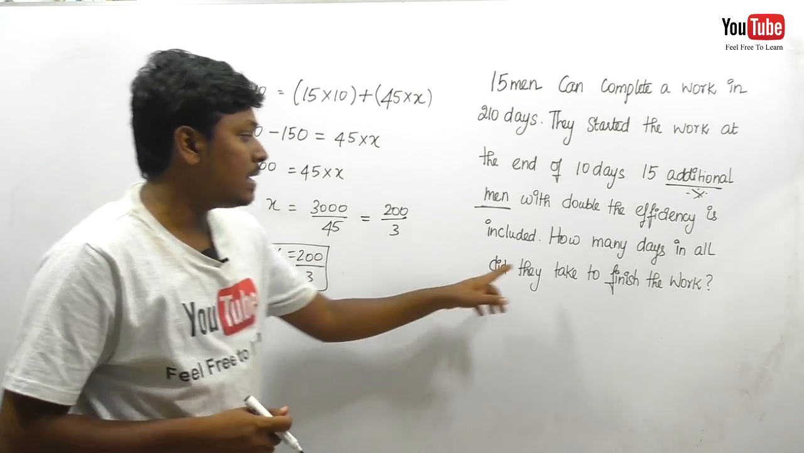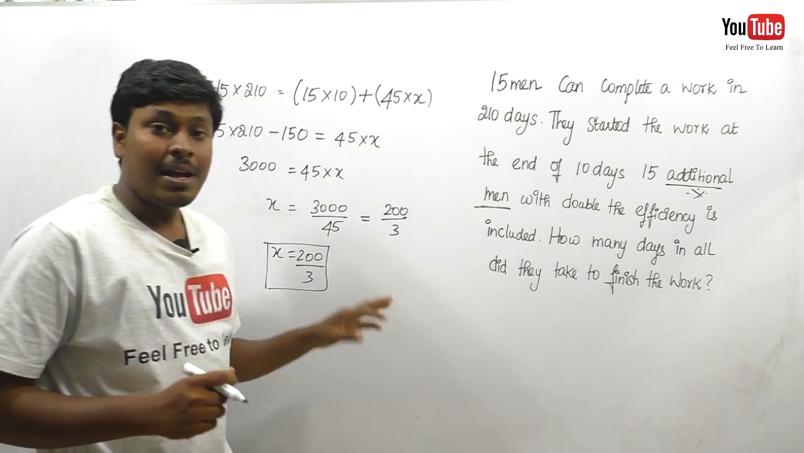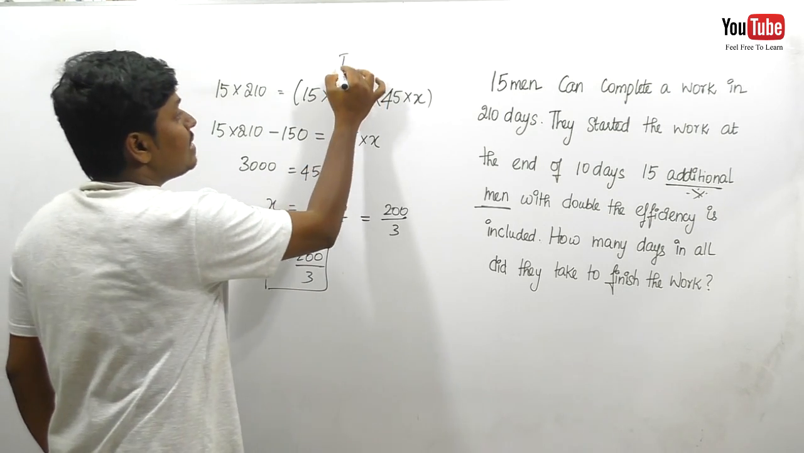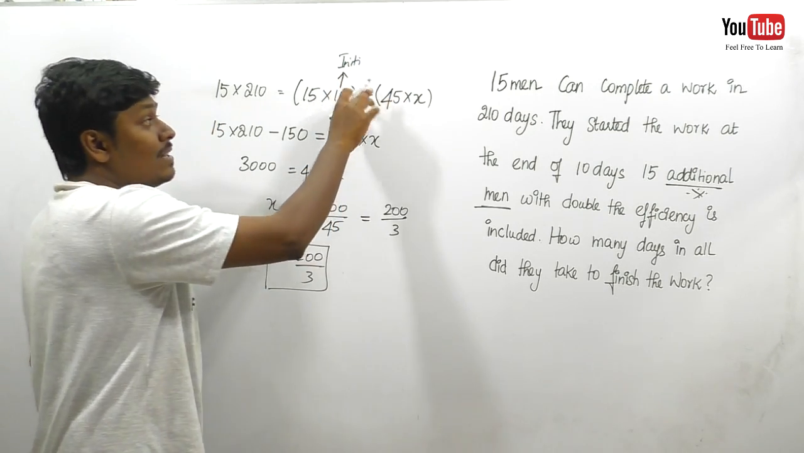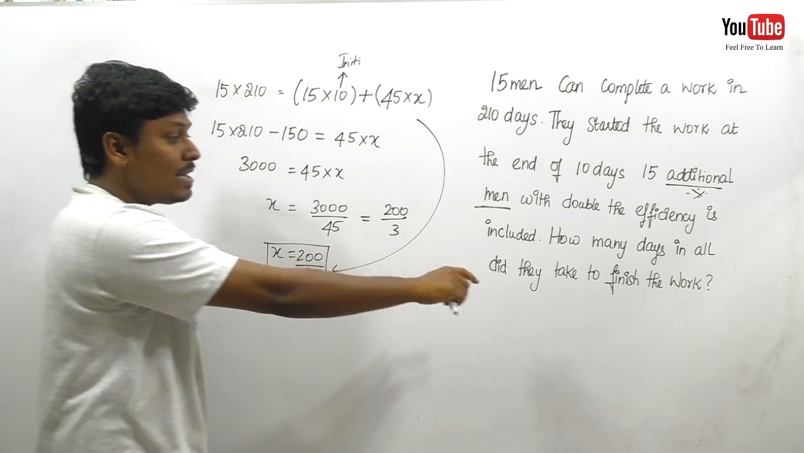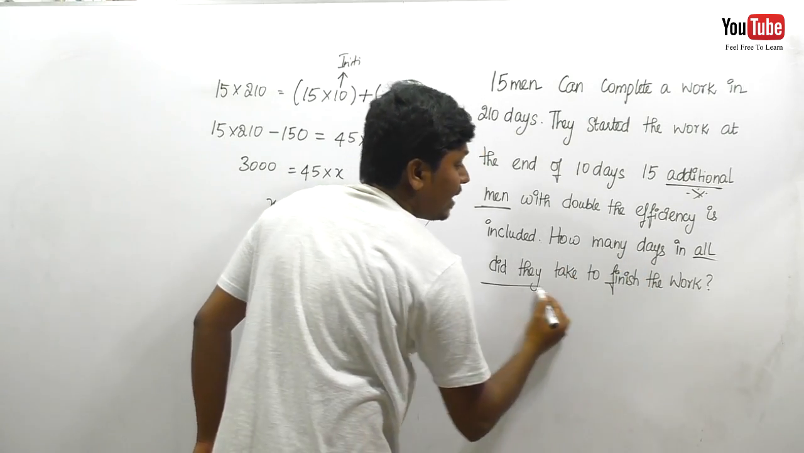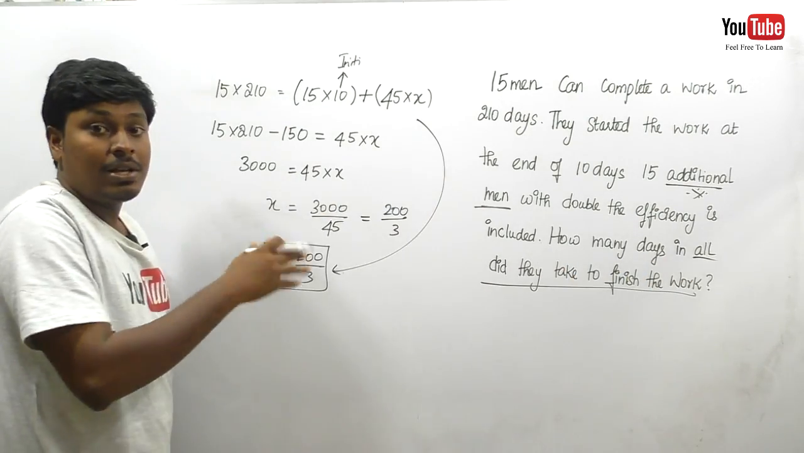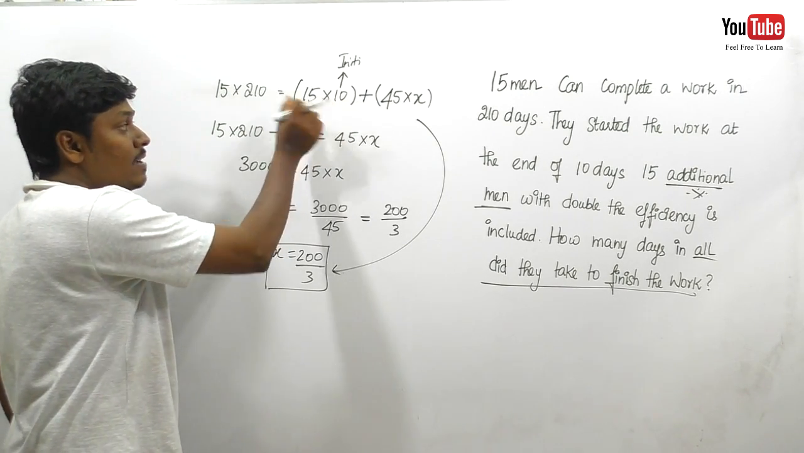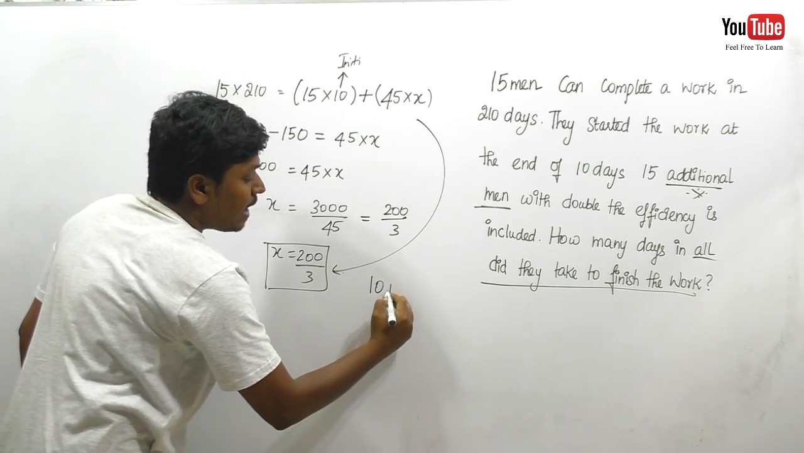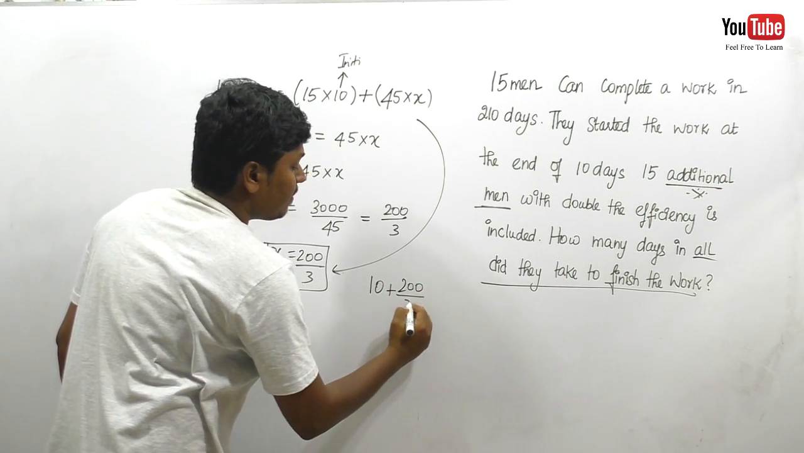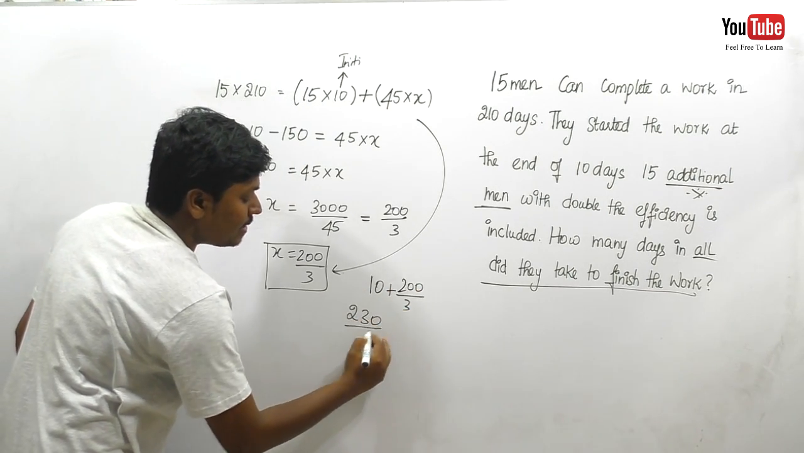Why? Because look at the question: how many days in all did they work? That means initially this is 10 days. Friends, got it? Initially they are working for 10 days. After 10 days with double the efficiency, they work for 200 by 3. But they are asking the total. See here, friends, how many days in all did they take to finish the work? That means the total number of days they are asking. So we can clearly say that the first 10 days, 15 men are working, so 10 days, and after that 45 men are working, that is 200 by 3. So 10 plus 200 divided by 3, so I can say that 230 by 3 will be the answer.